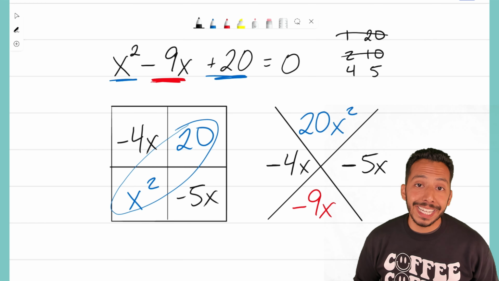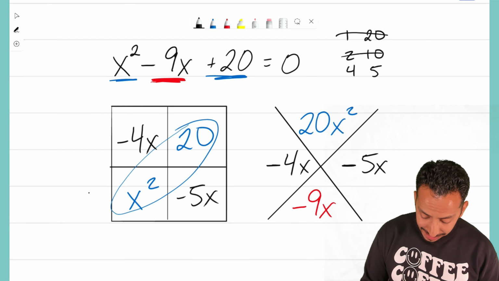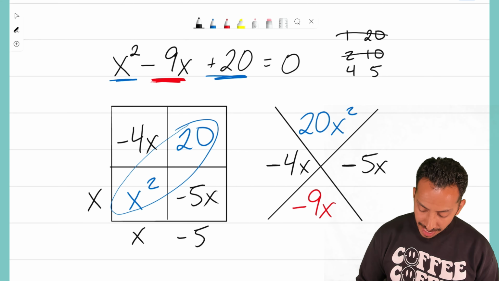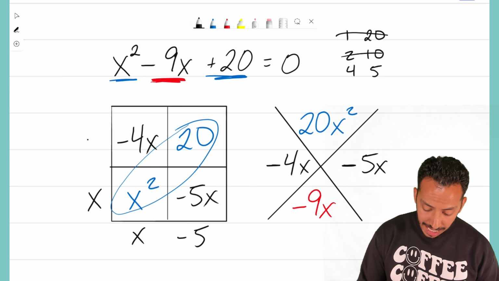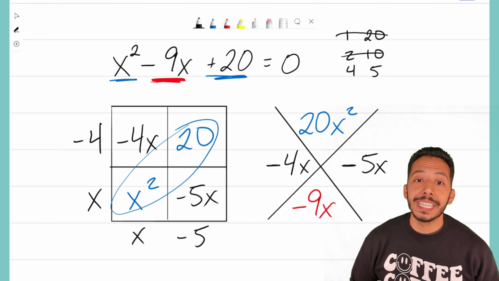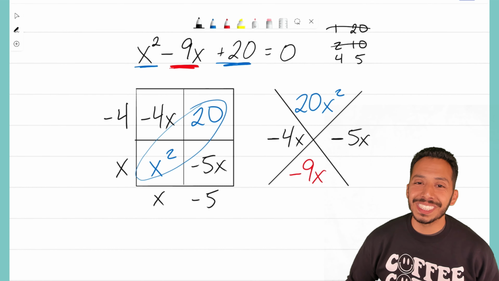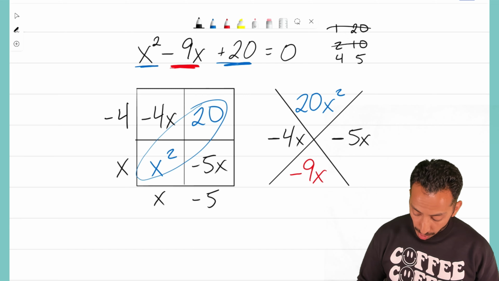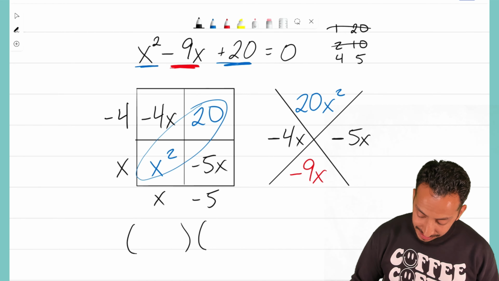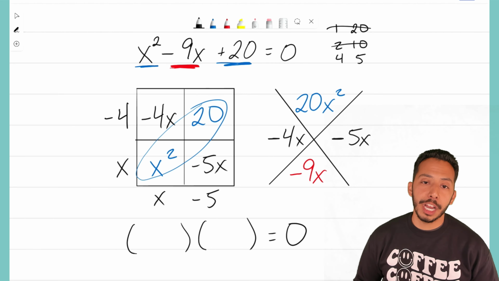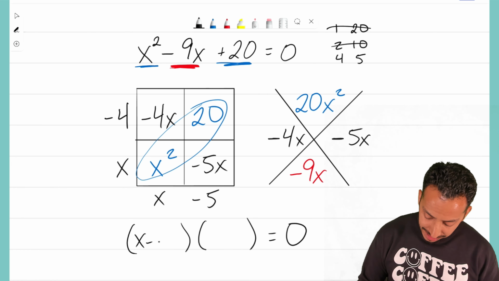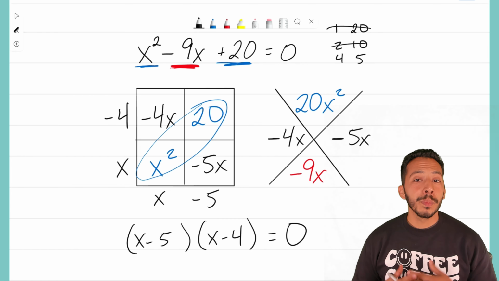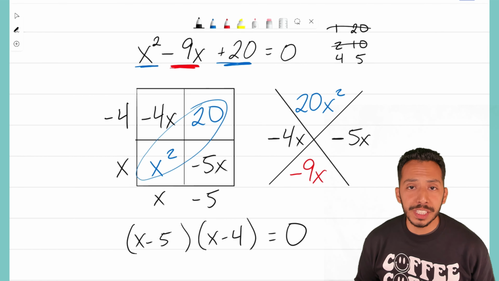All right, we got that box finished. We just need to get the sides or the dimensions. So what makes x squared? Well, that is an x and an x. X times negative 5 will give us negative 5x. X times negative 4 will give us negative 4x. Let me zoom out to give us some space. That means we're going to go from our sum now to our product. And the product is going to be the dimensions of that generic rectangle. The first side looks like it's x minus 5. The second side is x minus 4. We have successfully factored this quadratic.